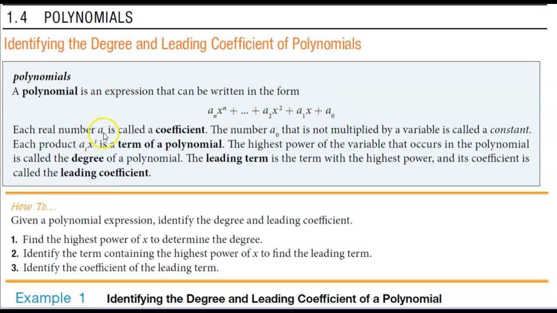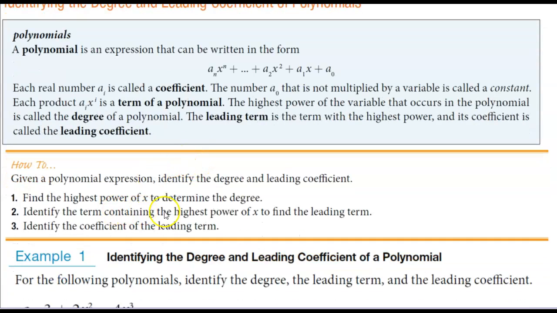Now each real number a subscript i, which is the number that's in front of the variable, is called a coefficient. The last one here, a subscript 0, that is not multiplied by a variable, is called a constant. And each product is a term of a polynomial. The highest power of the variable that occurs in the polynomial is called the degree of the polynomial. The leading term is the term with the highest power, and its coefficient is called the leading coefficient.